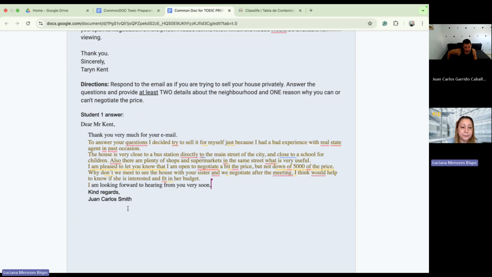on a past occasion. The house is very close to a bus station, directly to the main street of the city, and close to a school for children. Also, there are plenty of shops and supermarkets in the same street, which is very useful. I am pleased to let you know that I am open to negotiate a bit the price. Not down, but not down. Okay, not more than 5,000 of the price.